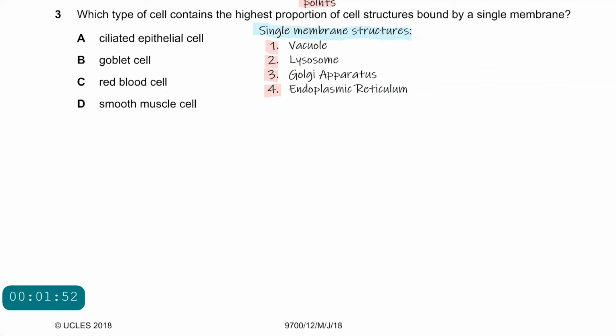Question 3. Which type of cell contains the highest proportion of cell structures bound by a single membrane? Here I have some examples of single membrane structures. Example 1 is vacuole, lysosome, Golgi apparatus, and endoplasmic reticulum. Here we have 4 types of cells: ciliated epithelial cell, goblet cell, red blood cell, and smooth muscle cell. As we know, goblet cells secrete a lot of mucus, therefore it's normal for them to have a high proportion of Golgi apparatus and endoplasmic reticulum. Therefore, the answer is B.